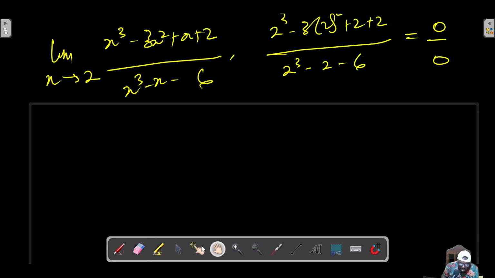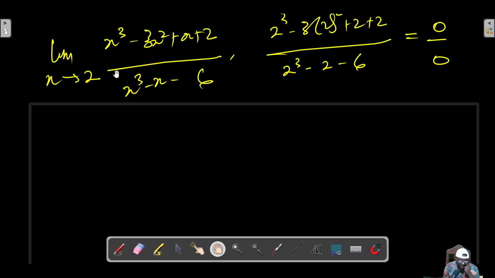Now, there's one thing you should know. For the first polynomial, the highest degree of the independent variable is 3. But then after substituting in x equals 2, we end up with 0.